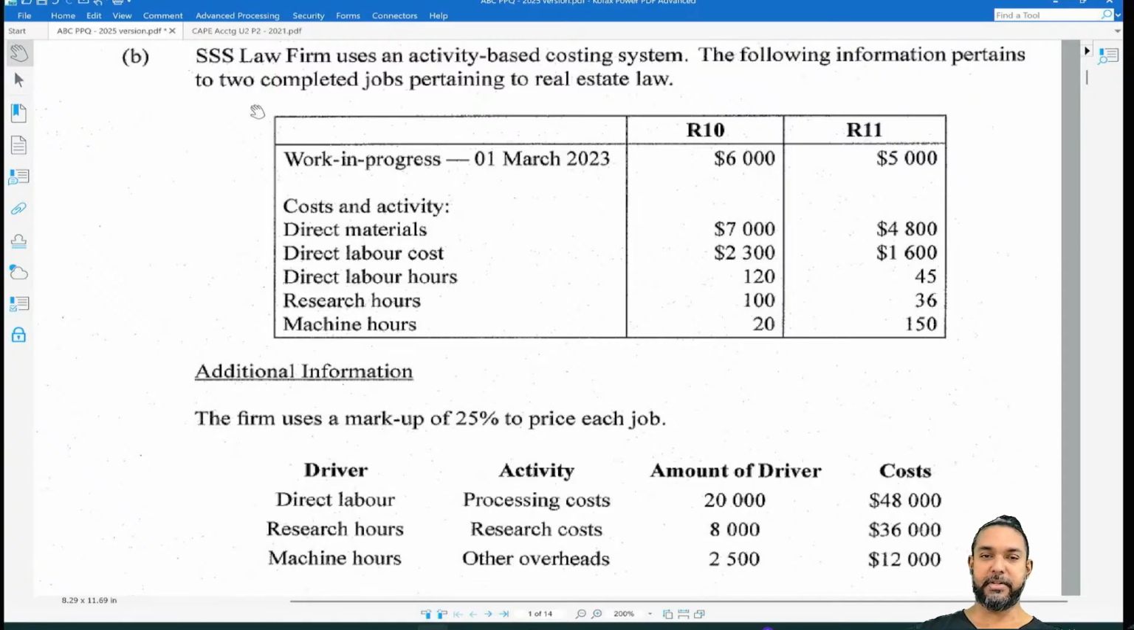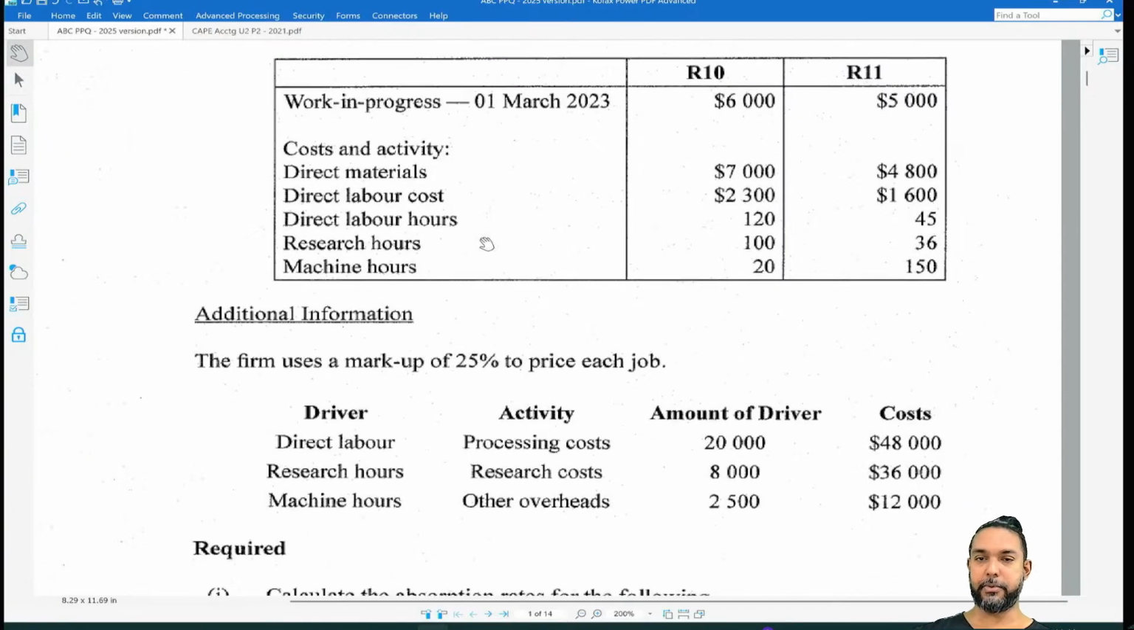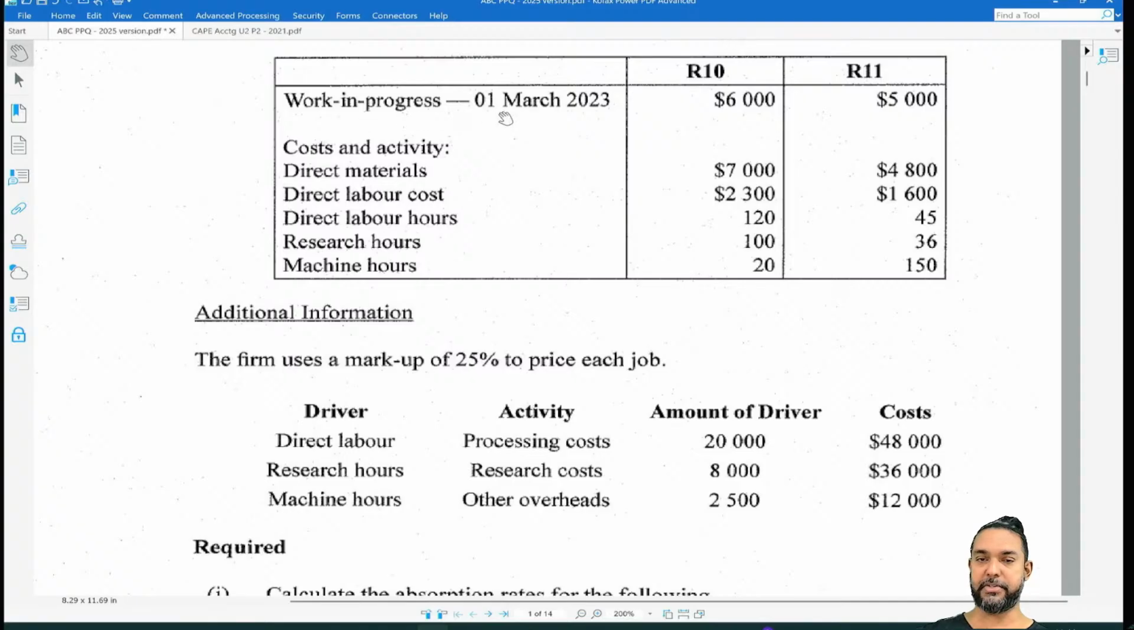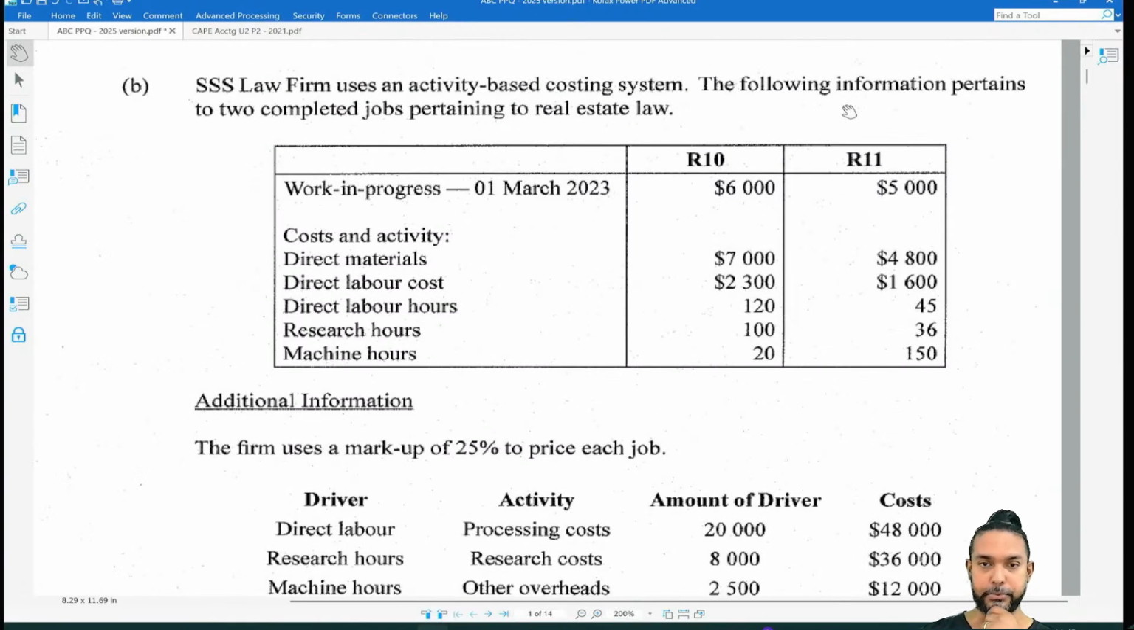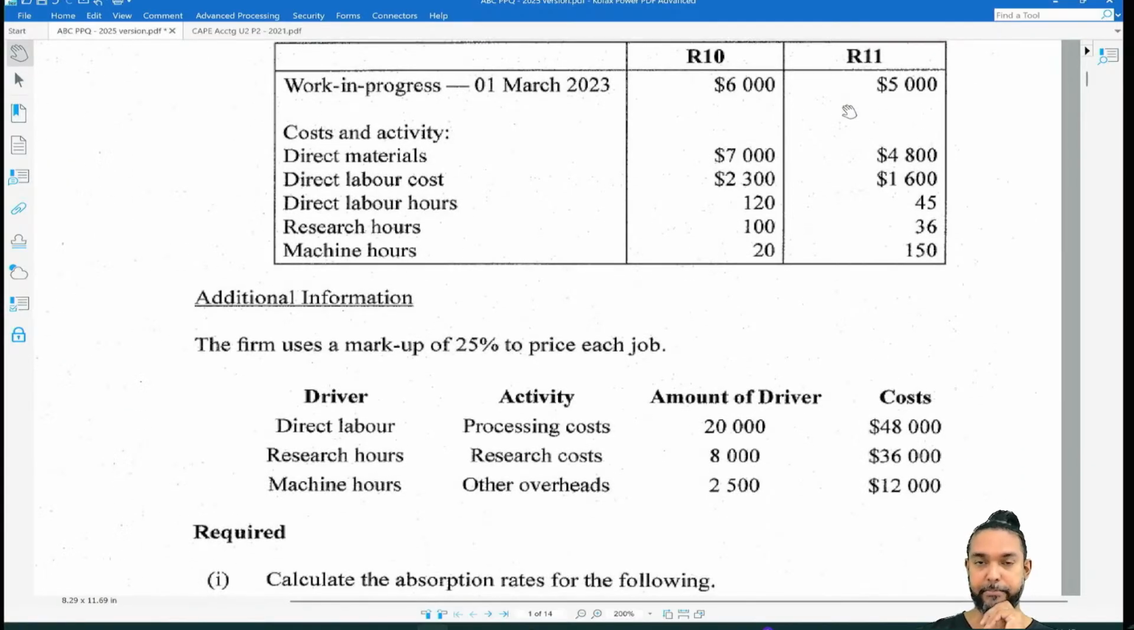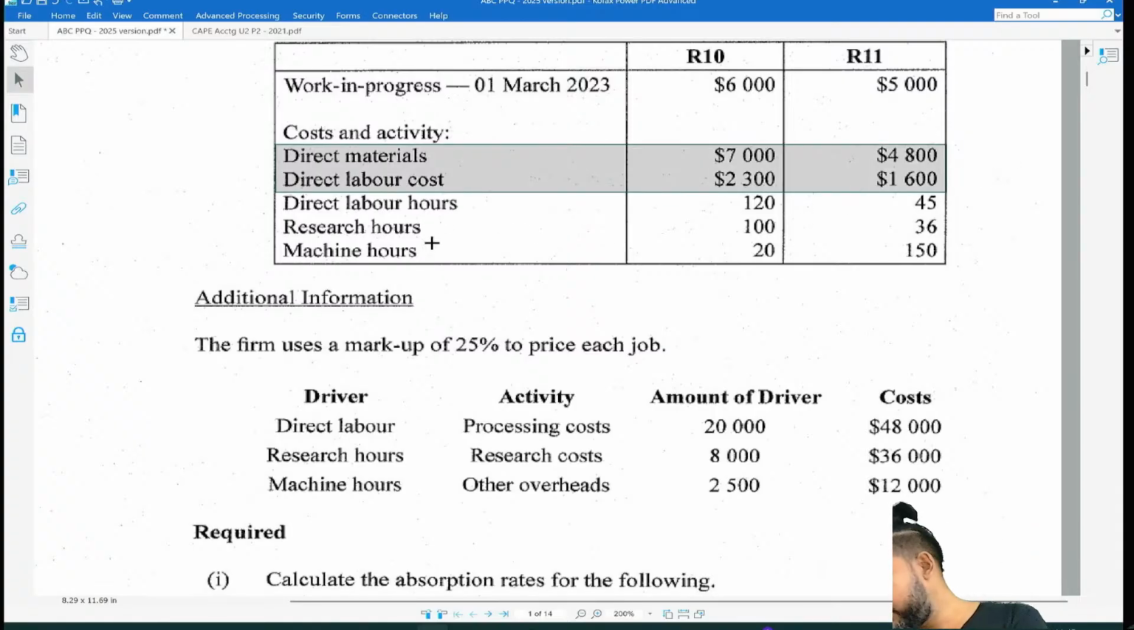Following information pertains to 2 completed jobs. Right, okay. So we have R10 and R11, work in progress. 1st of March 2023. So these are the costs brought forward from, I'm supposing, February to March, right? And then costs and activities: direct materials, direct labor hours, research hours, machine hours. Okay. So these things are the prime costs, and these things here are activity levels.